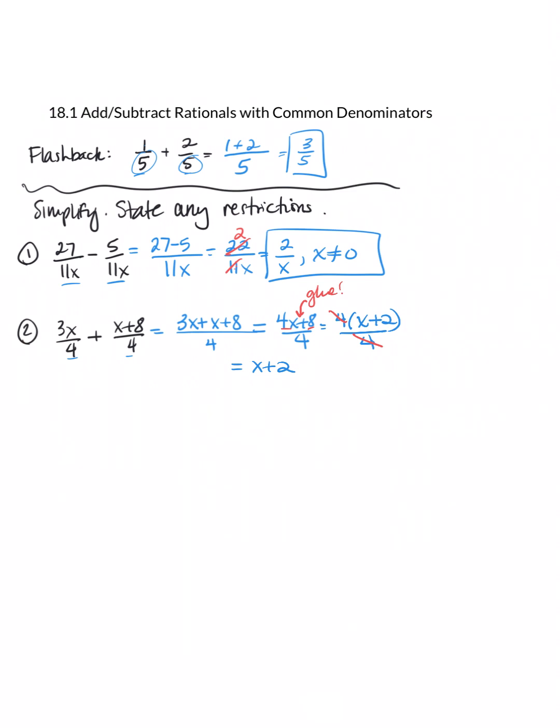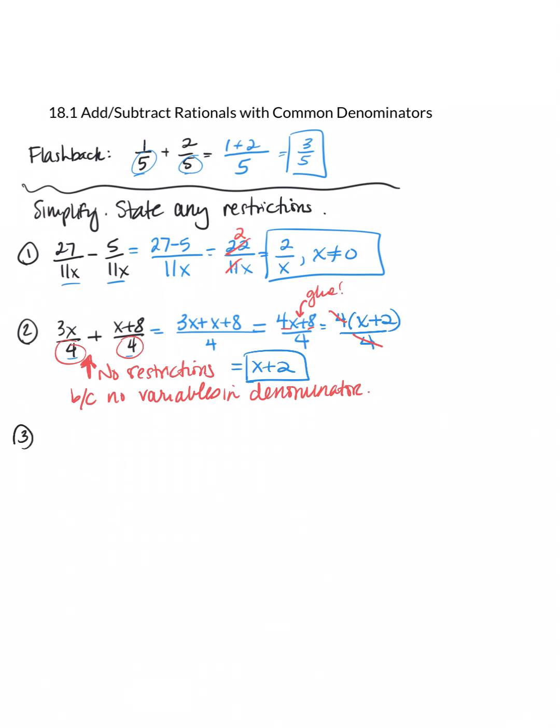Now I ask myself, are there any restrictions? Well, since there's no x in the denominators, there's no restrictions. So x plus 2. Maybe make ourselves a note: no restrictions because there's no variables in the denominator. So there's no restrictions because there's no x in the denominators here. That can help you as we go along.